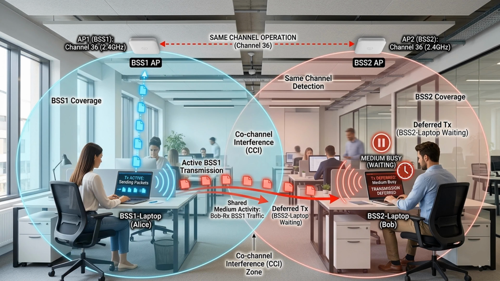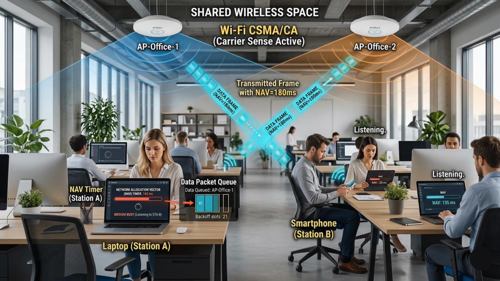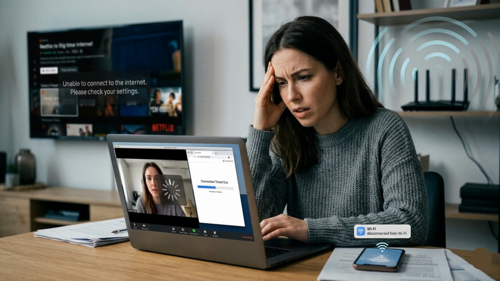In a CCI environment, a device defers its transmission even when the ongoing transmission originates from a different BSS operating on the same channel. Impact of CCI. Co-channel interference negatively impacts wireless networks because it increases contention among devices sharing the same channel. This problem is especially common in high-density environments such as offices, apartments, stadiums, or public spaces. As stations attempt to access the wireless medium, they may need to wait for other devices to complete their transmissions. During this process, stations update their timers using the network allocation vector value contained in transmitted frames. From the end user's perspective, this can make Wi-Fi appear slow, unstable, or even completely unusable.